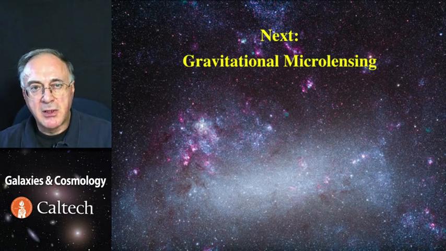Next, we will talk about gravitational microlensing. That's lensing of stars by stars, and it was used to constrain contributions of MACHOs to the dark mass.